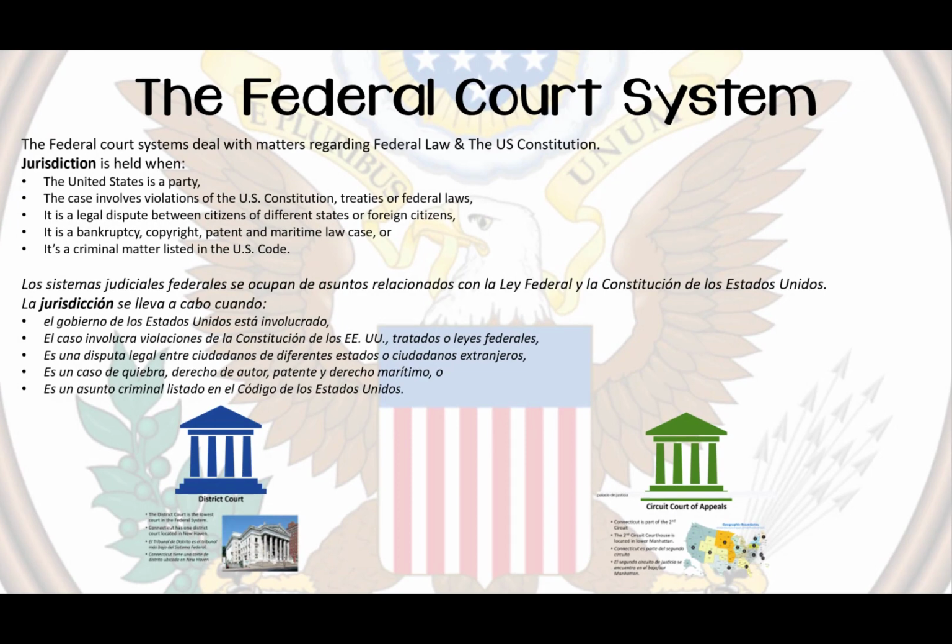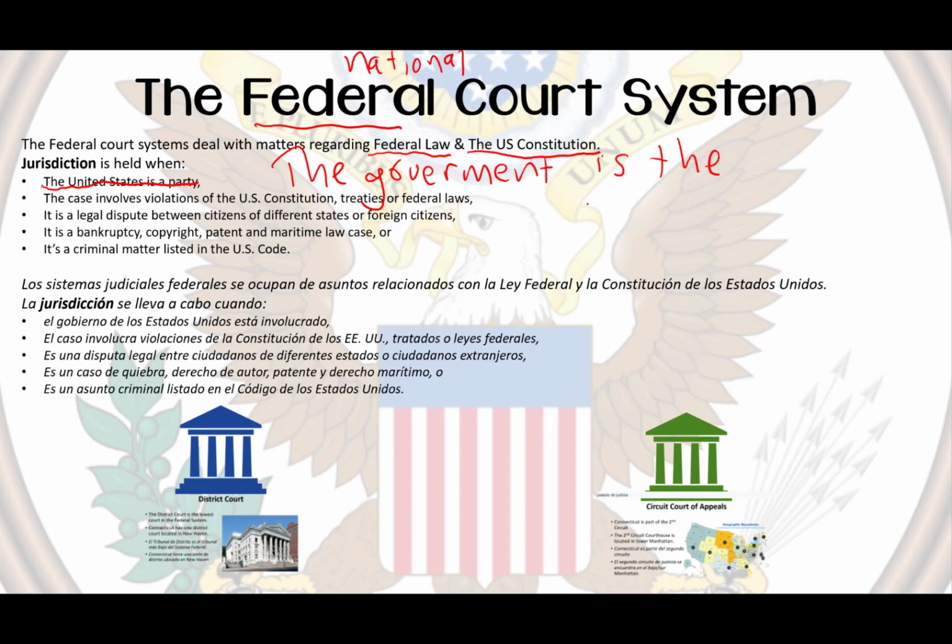The federal court system is the national. You can think of federal as national. And it involves matters with federal law and the U.S. Constitution. First is when the United States is a party. This means the government is the defendant or plaintiff. They are part of the lawsuit or the criminal case.